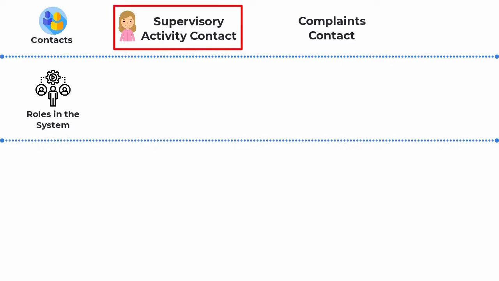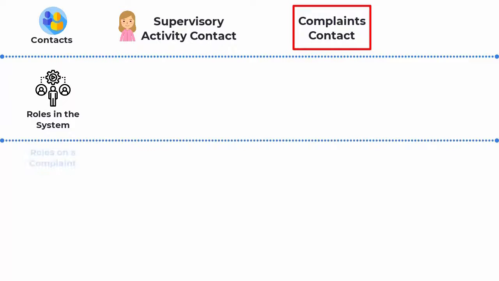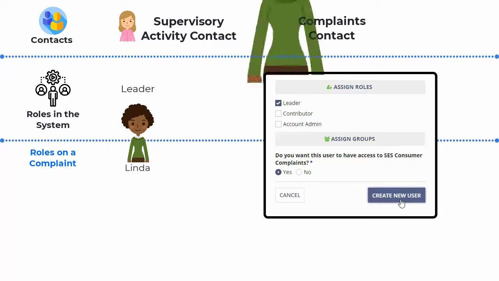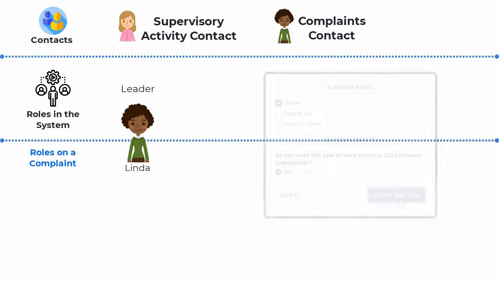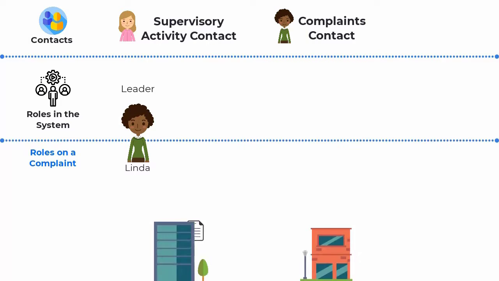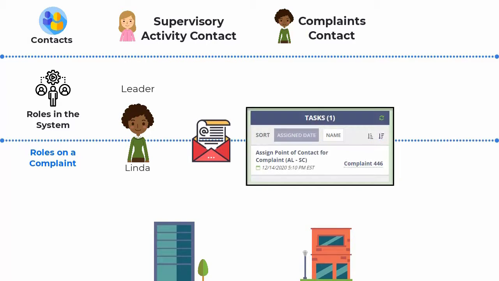So let's switch gears. Let's move to the consumer complaints section. If you remember, Tammy had placed Linda in the complaints group. That action took place at the system level, allowing Linda to be assigned the complaints contact. Because Linda is the complaints contact, anytime a consumer complaint is sent by the regulator, she will be notified through an email and a task will appear on her homepage.